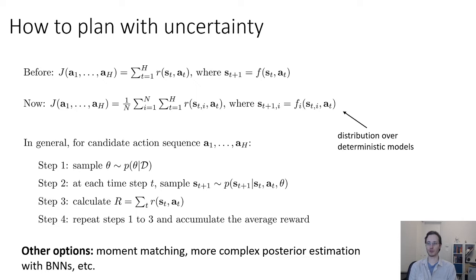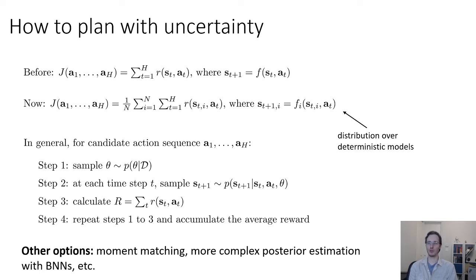If you have a bootstrap ensemble, you could also sum over all the models instead of sampling them. That can be simpler if you have a small number of models. If you estimate your posterior with some other method, like a Bayesian neural net, then you can sample multiple different random parameter vectors and estimate the reward for each one. Now, this is not the only option that you could have. This is a sampling procedure for evaluating the reward. You could imagine other procedures.